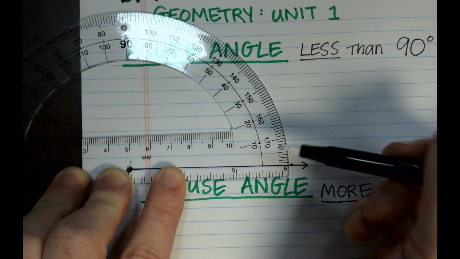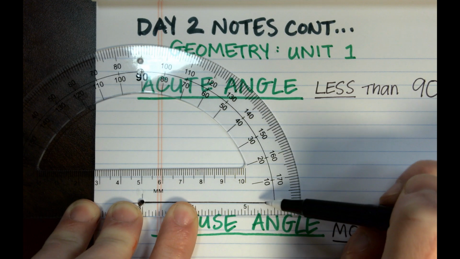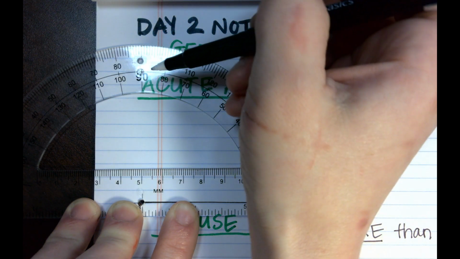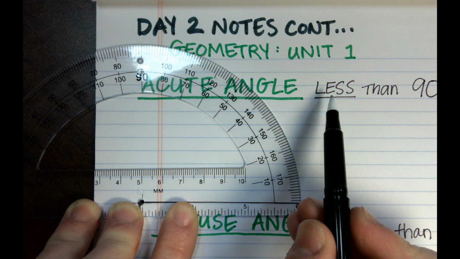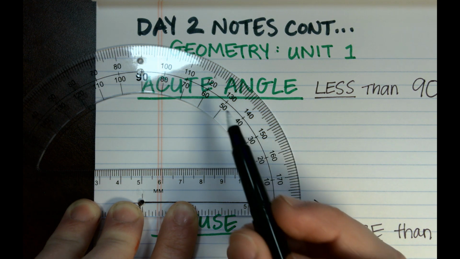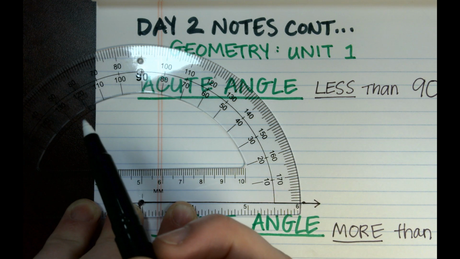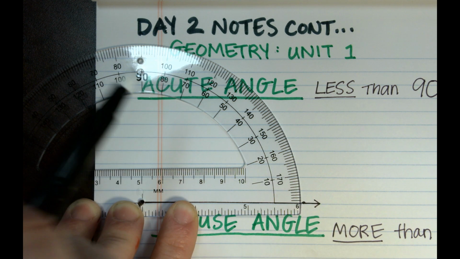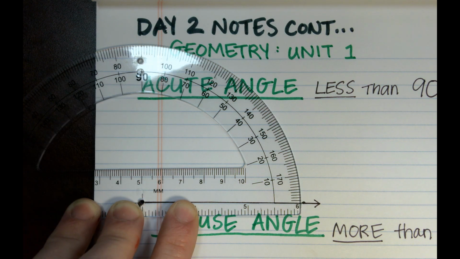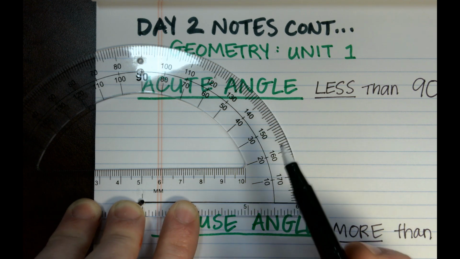And we're going to start counting from 0 all the way up to any number that is less than 90. You can pick 10, 20, 30, 40, 50, 60, 70, 80, all the way up to 89.999999999. As long as it's not 90 degrees and it's less, then you have an acute angle. For this example, let's do a 40-degree angle.